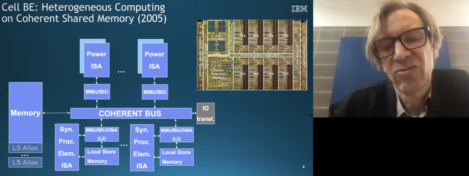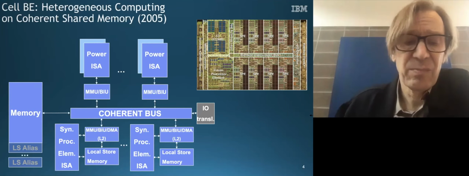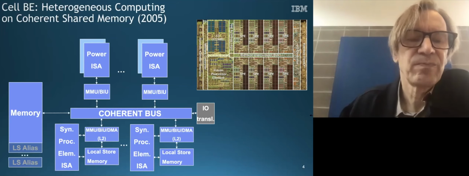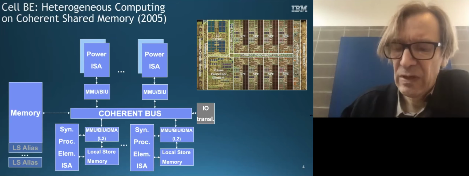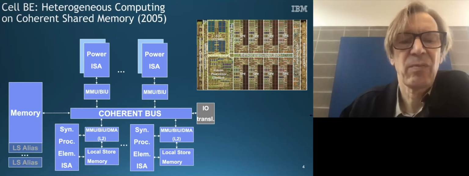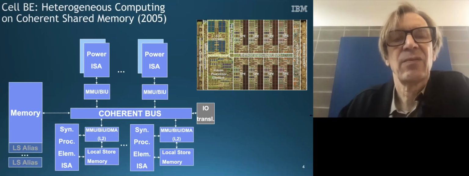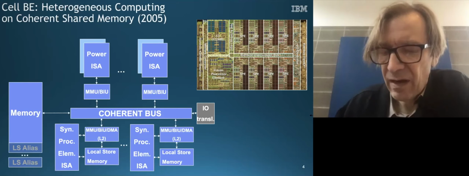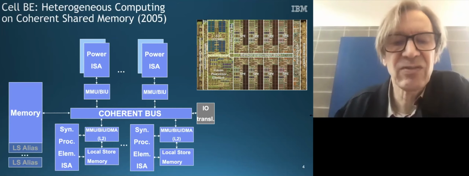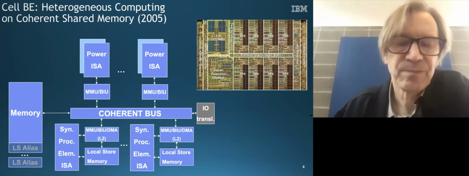And in fact, and this is also something that maybe not too many people realized, the synergistic processing elements also had a tiny L2, which allowed them to participate in synchronization type operations. So they had a load line and reserve and a store line conditional, which matched up with the Power architecture, load word and reserve and store word conditional.